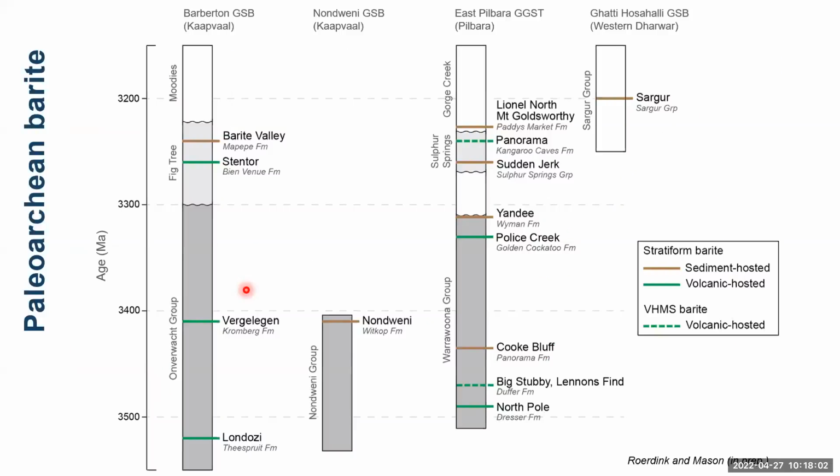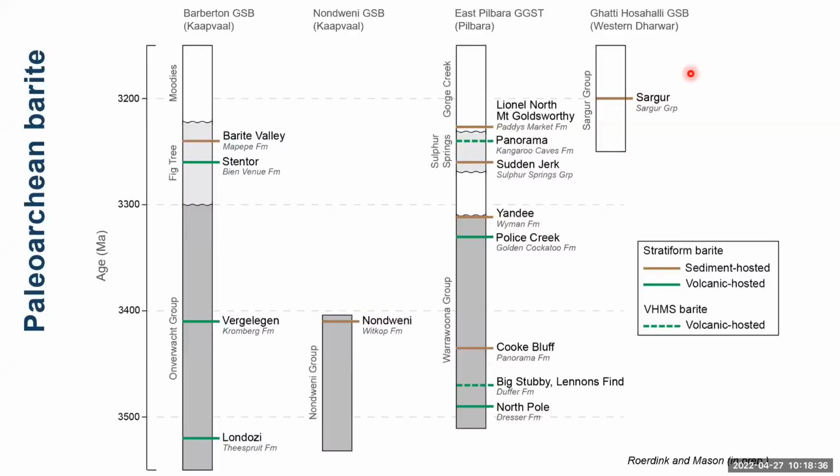Lastly, a final great thing about barite is that we find several of these barite deposits in the early Archean, this period that we looked at, 3.6 to 3.2 billion years ago. Here is an overview of all the barite deposits that we know from the Paleoarchean. You can see they occur in 3 different cratons: the Kaapvaal craton in southern Africa, the Pilbara craton in Western Australia, and the Dharwar craton in India.